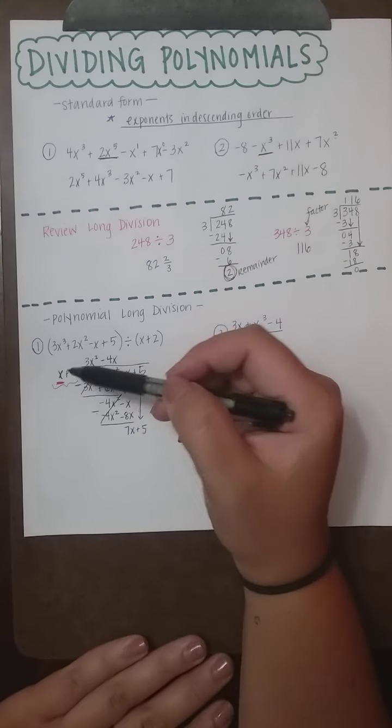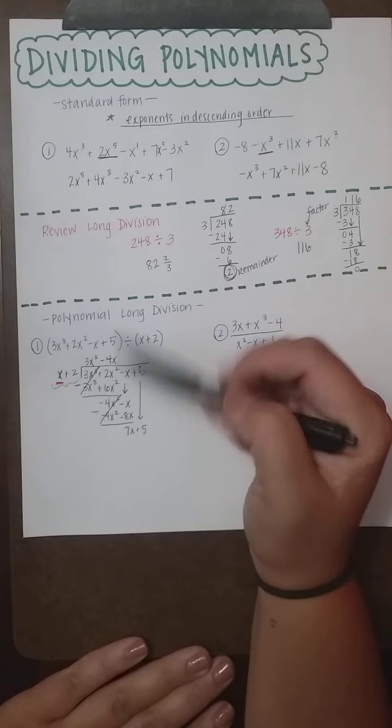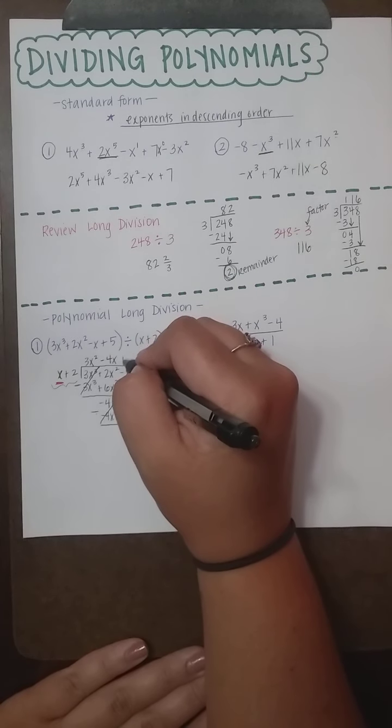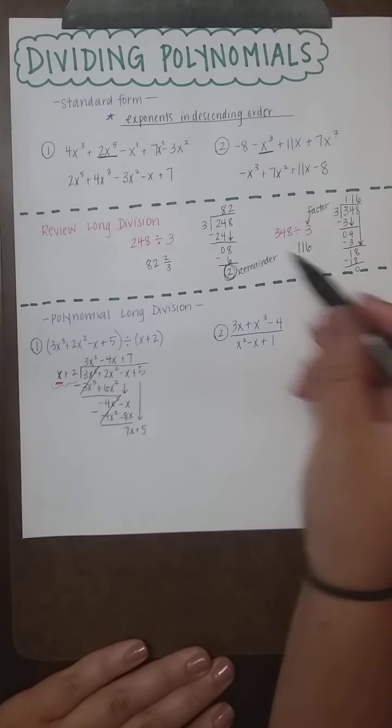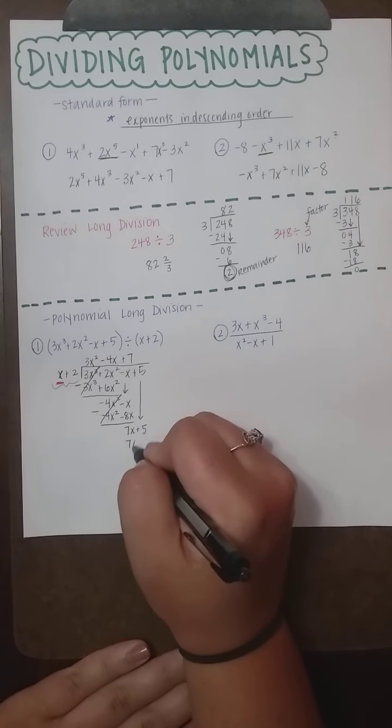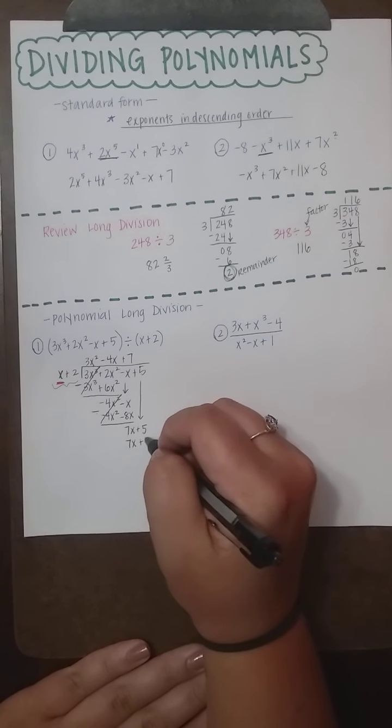Okay, we do it one more time. To get to 7x, I have to multiply x by 7. So I'm going to put a plus 7 up here. All right, so then x times 7 is 7x. 2 times 7 is 14.